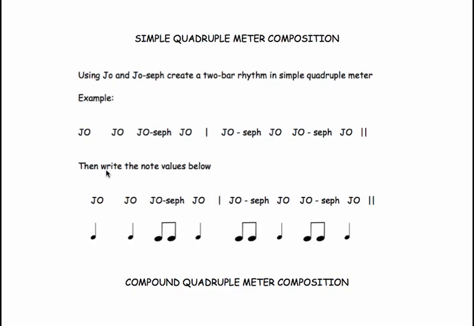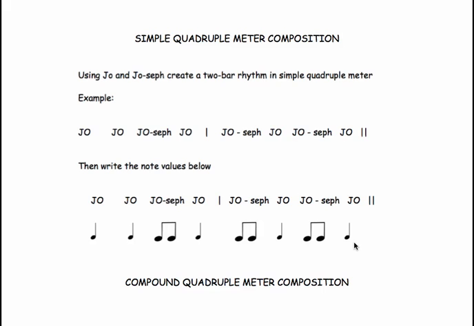Then below, after you've written your sequence there with 8 Joes, 2 bars, write the equivalent note. So Joe would be a quarter note, Joseph would be 2 eighth notes. Each eighth note gets half a beat, as you know. So this would be Joe, Joe, Joseph, Joe, Joseph, Joe, Joseph, Joe.